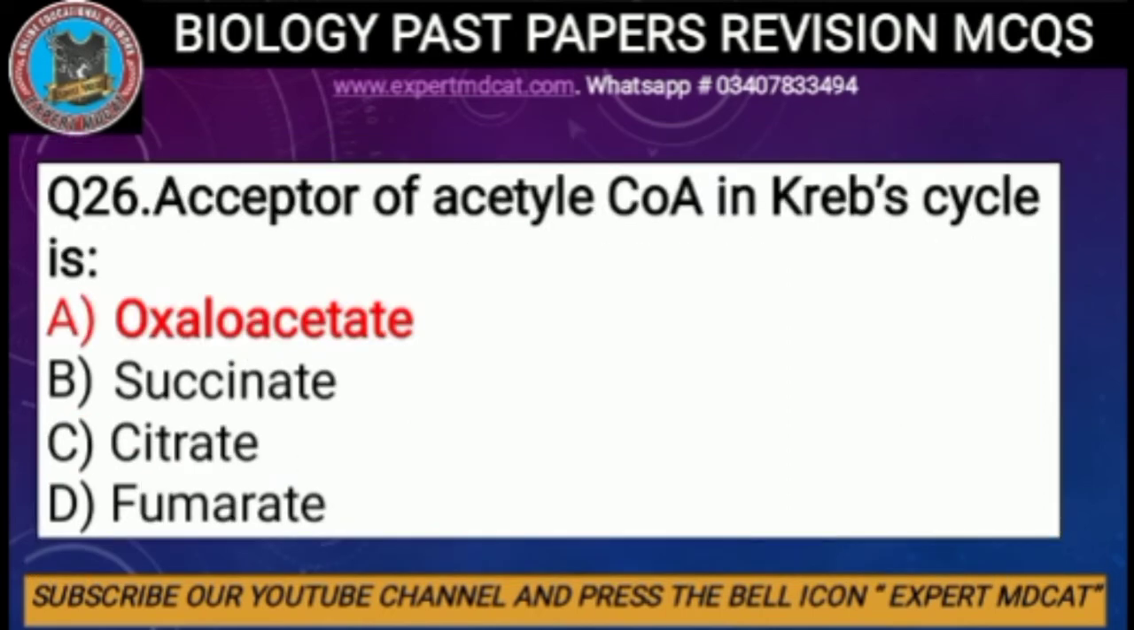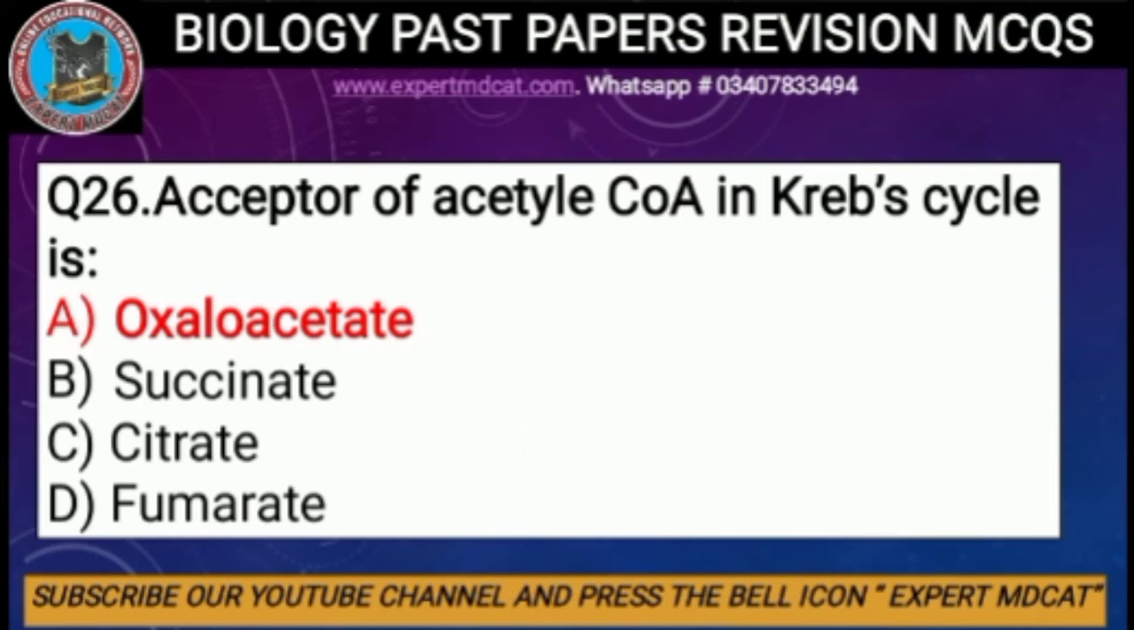Question number 26: the acceptor of acetyl CoA in the Krebs cycle is. Options are oxaloacetate, option B is succinate, option C is citrate, option D is fumarate.